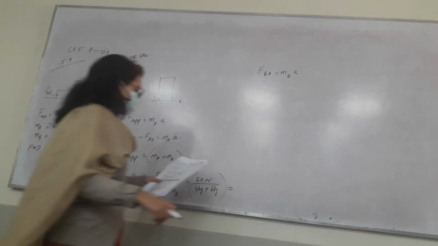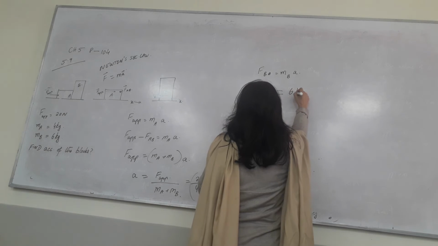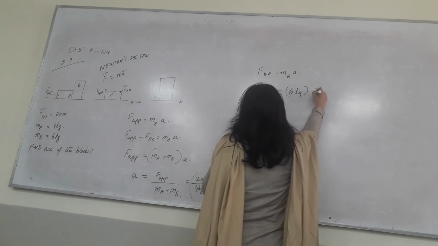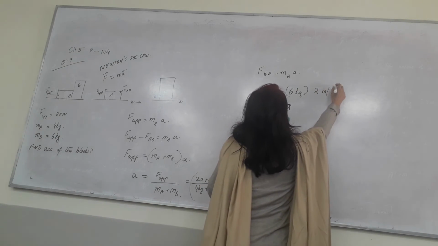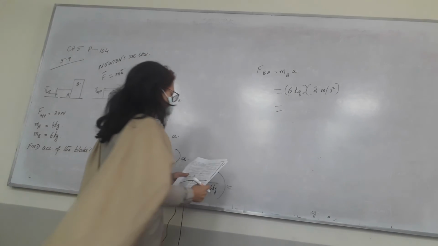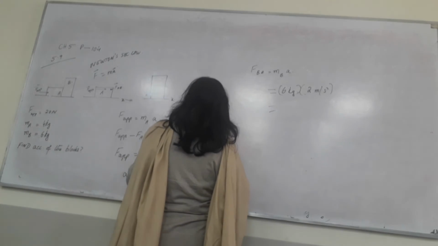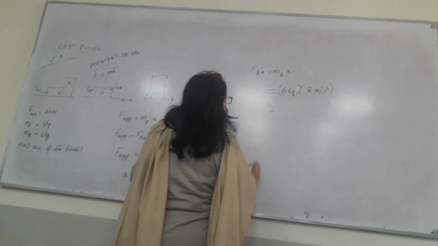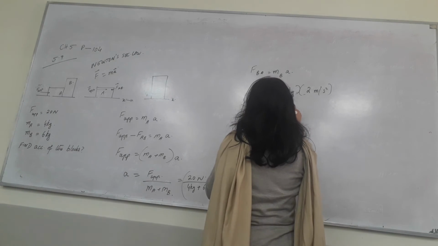Okay, so in this case you can write the values: this is equal to 6 kg multiplied by 2 meters per second squared, and you can find this force, which comes out to be, what's the value? This is 2 meters per second squared, and this one is 12 newtons.